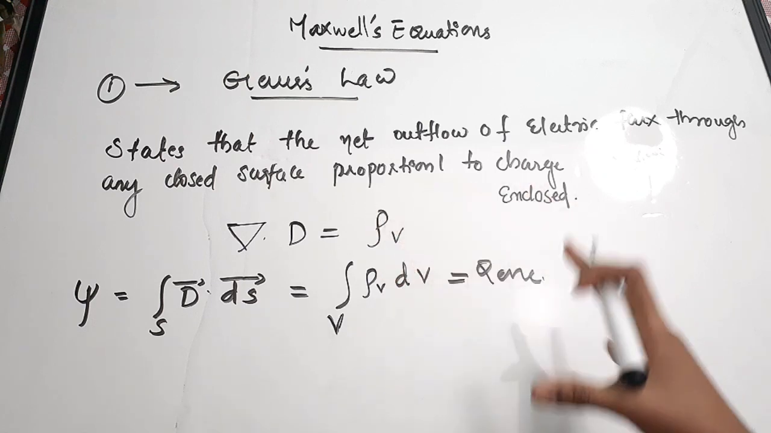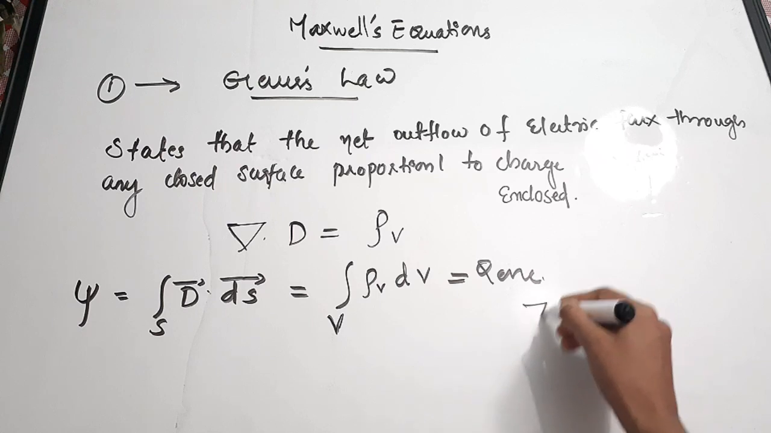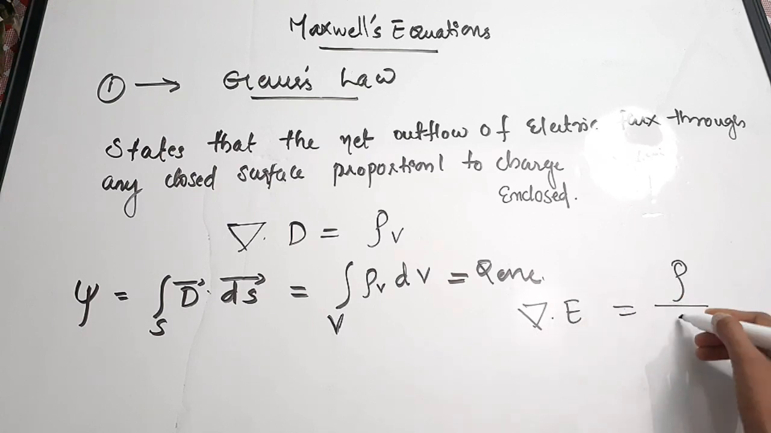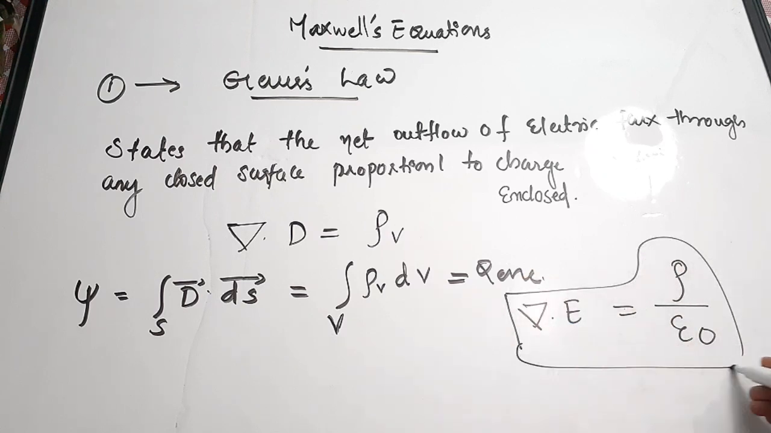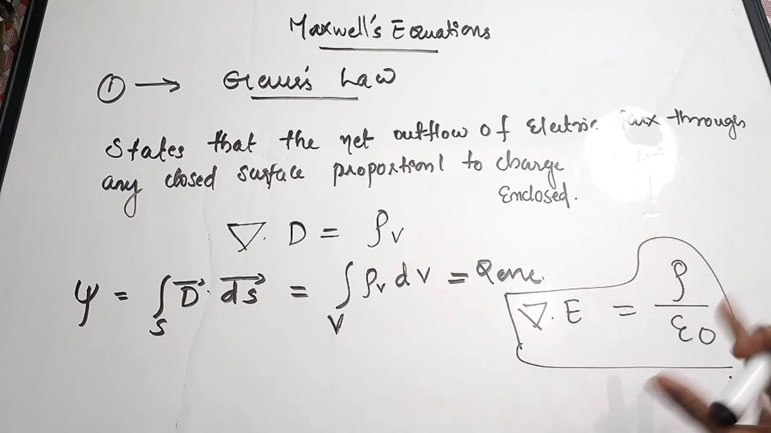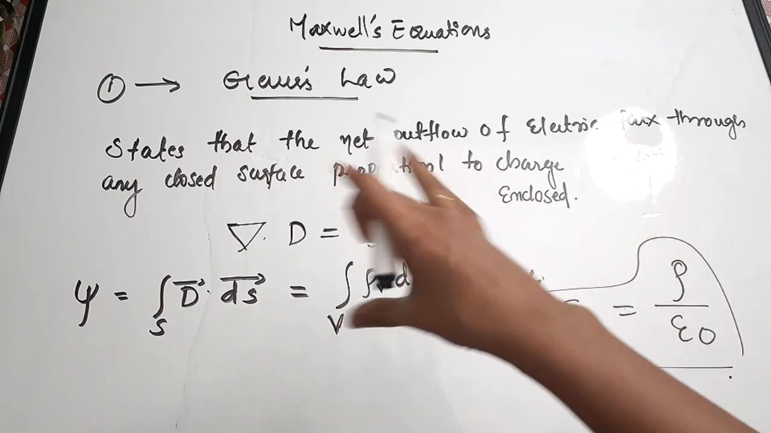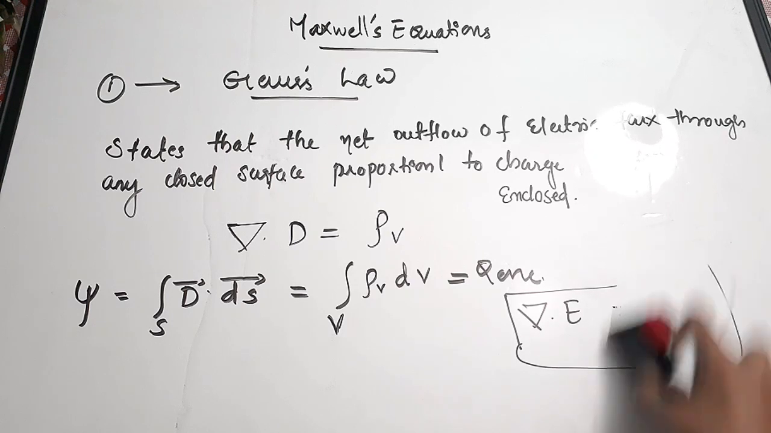So you can also write this equation in terms of the electric field intensity, and that will be like this: del dot E equals rho by epsilon 0. This is also another form. If you see this in your options, you should figure out that this is nothing but Gauss's law. These are the most important notations, and you can also write this in integral format like this.